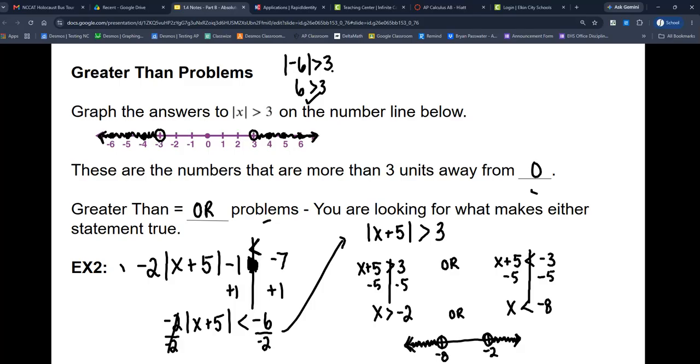As long as those don't overlap, you can just write your answer like this. There's no way to write those together. So you're just going to say x is greater than -2 or x is less than -8. And that's what the multiple choice answer would look like too. It's mostly the same as what we were doing yesterday. You just have a couple things you got to watch out for.